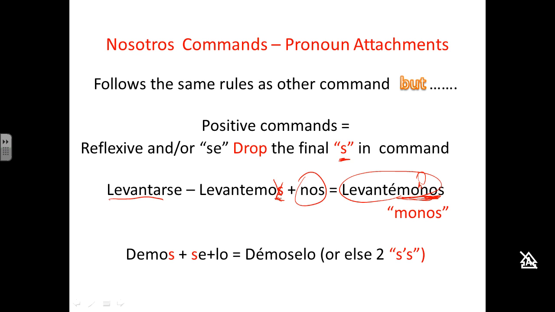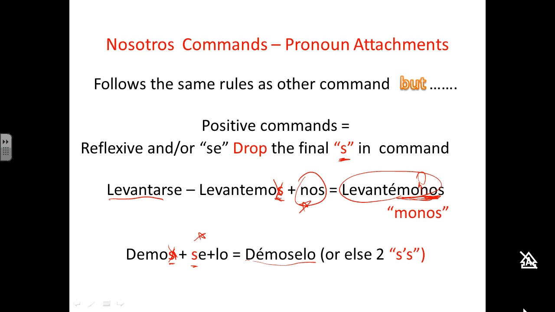Here's another one. This one's a little bit more obvious because if you kept both of the S's, you would have two S's next to each other. So when you add a reflexive, which would be the nos, or you add the se, you get rid of the first S. Okay? And then it would be démoselo. Démoselo.